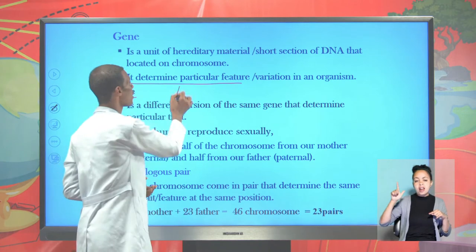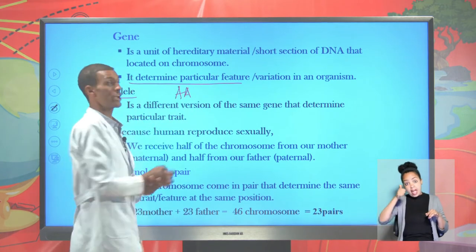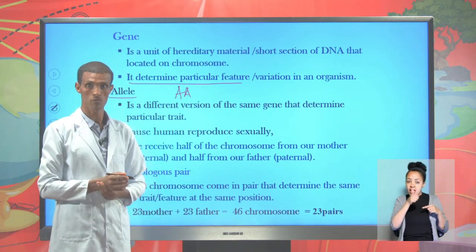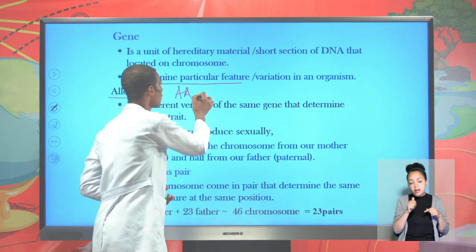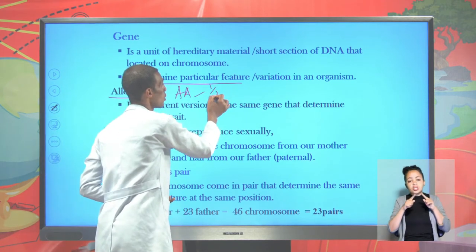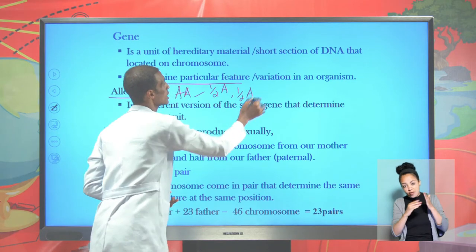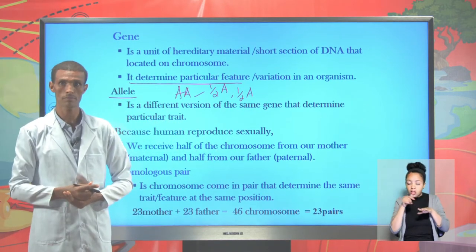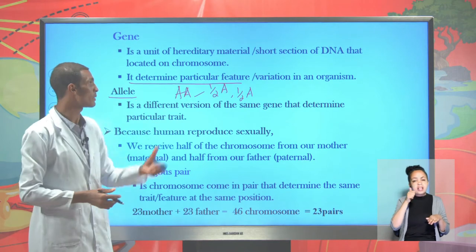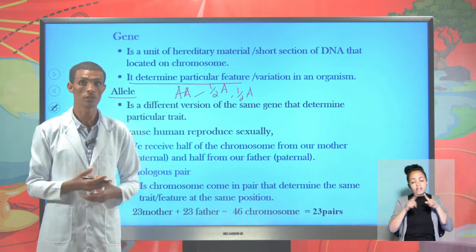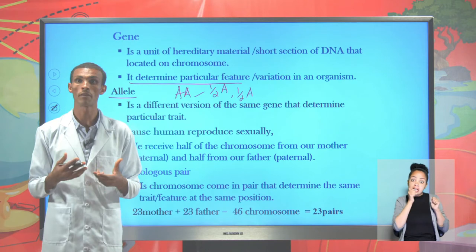If a certain gene is found as AA, a pair, whereas each version of the gene, which is one half of A and one half of A, we call an allele. By that, an allele is a different version of a gene, the one that can determine particular traits.